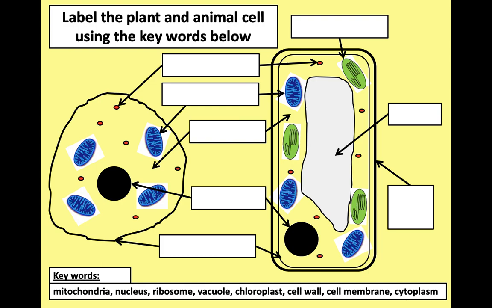What I'd like you to do is hit pause, copy out the diagram that's on the board and see if you can add the labels. It's very similar to the diagram we've already done, but unfortunately in science every diagram you see of animal and plant cells will be slightly different. So I'd like you to practice labelling your animal and your plant cells below.